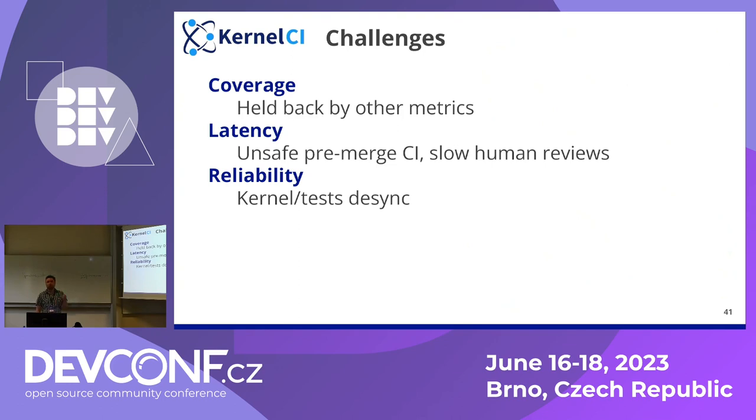Another problem is that you have multiple kernel branches, multiple trees, and bugs jump between them as maintainers pull the changes in. And it's like hitting flies with a fly swatter.